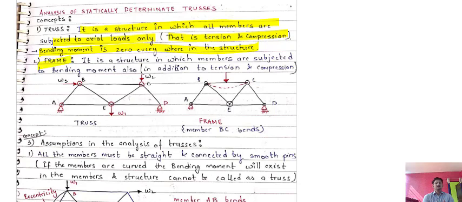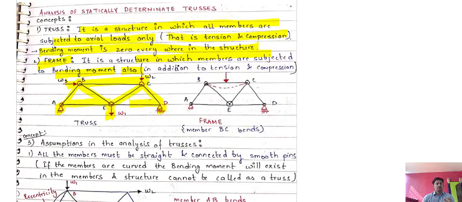So what are frames? Frames are structures in which the members are subjected to bending also. In addition to the tension and compression, there is bending involved. So this is the diagram of a truss, in which this is one member, this is another member, and these are the other members. It is simply supported, and the loading is at this point. You can also see that this structure has loading at the joints.